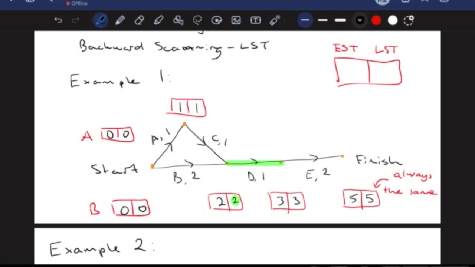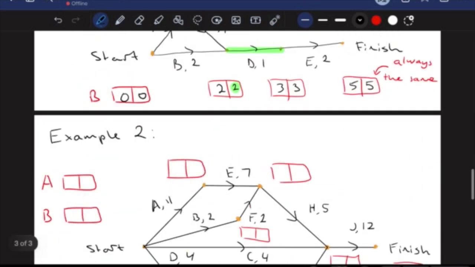This is a really neat example for forward and backward scanning where the latest start time and earliest start time of each activity is the same. But this is not always the case, as we'll see in a harder example, which we're going to do next.